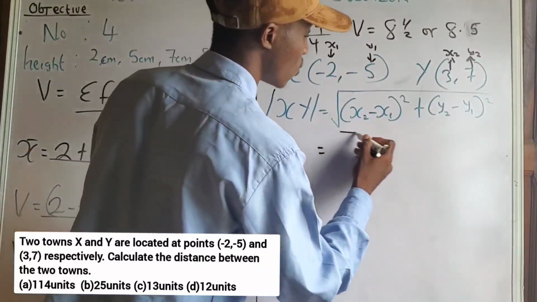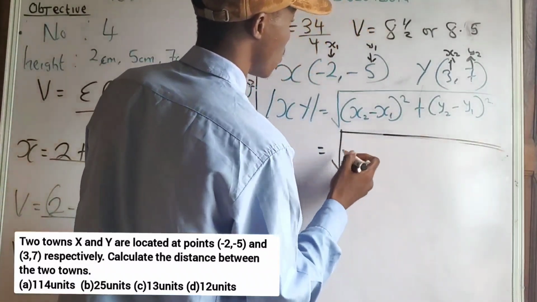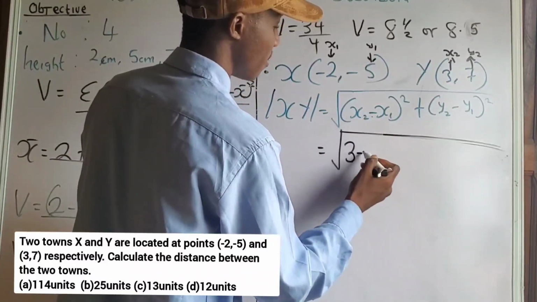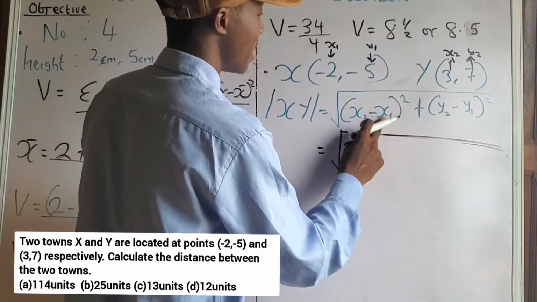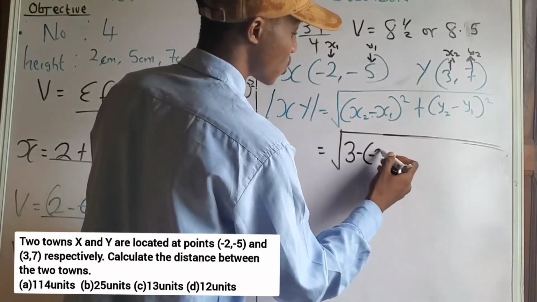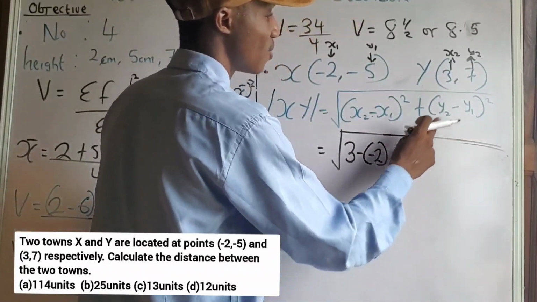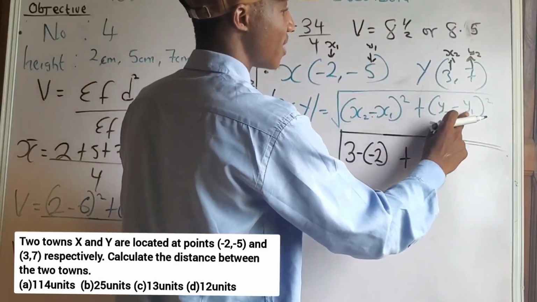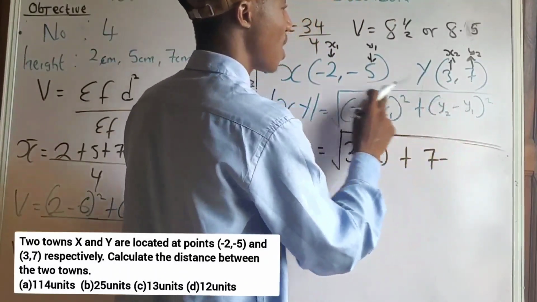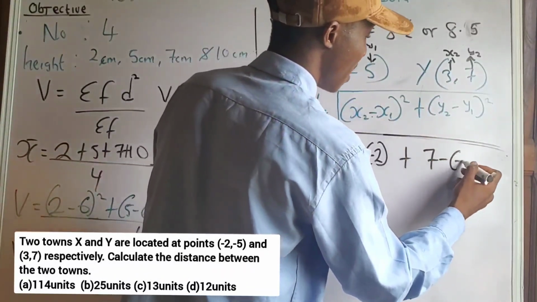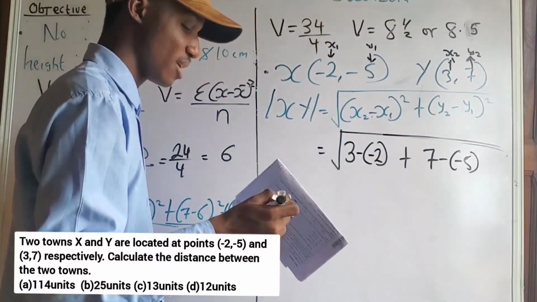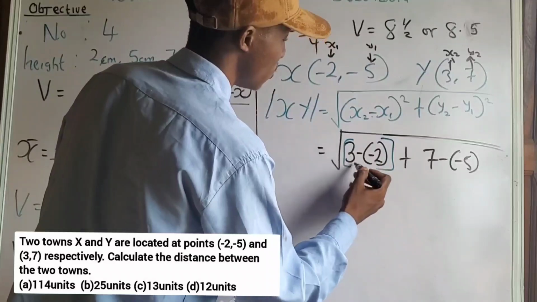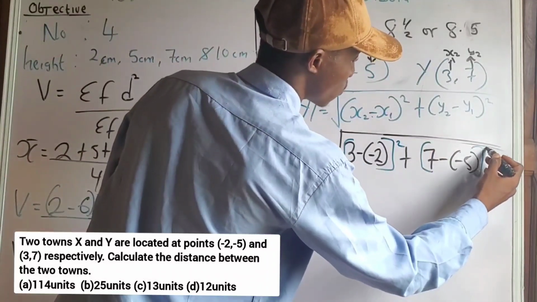For this, I'm going to have the square root of x2. X2 is what? 3. So I'm going to have 3 minus x1. X1 is what? -2. So 3 minus -2. Plus y2. Y2 is what? 7. So I'm going to have 7, minus y1. Y1 is what? -5. So I'm going to have -5. Do you understand? Please pay attention. Don't forget that there is a square. You have to square your result.